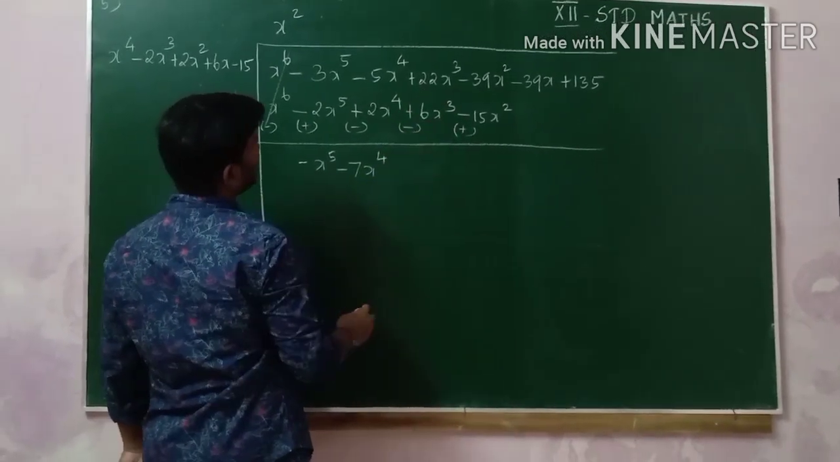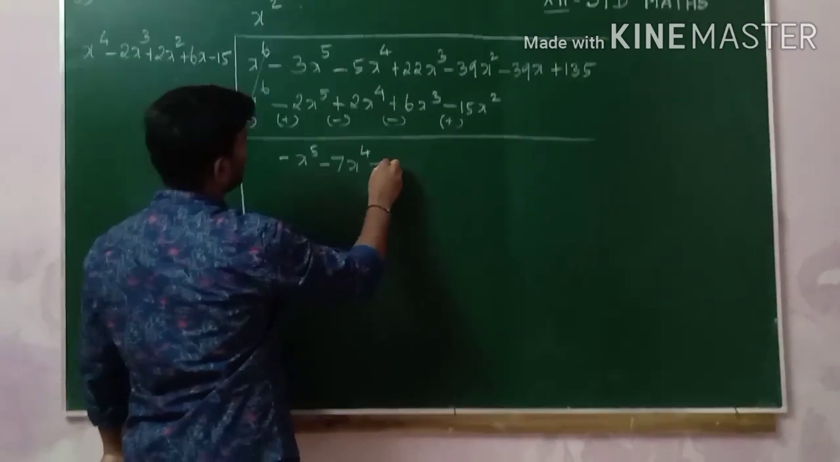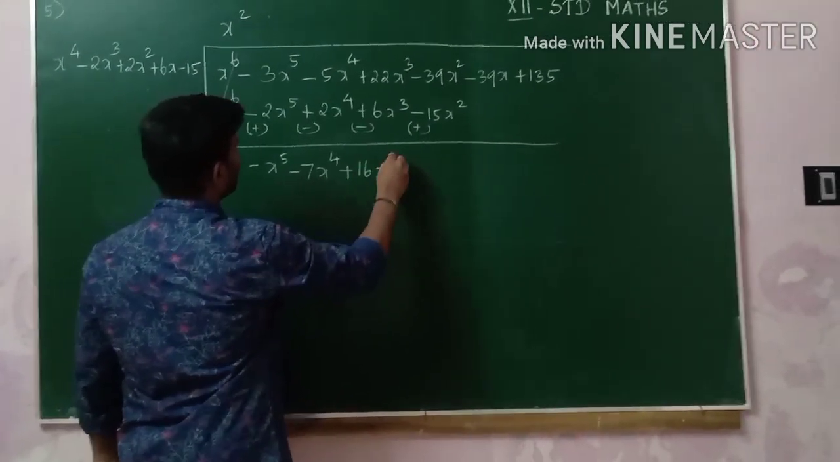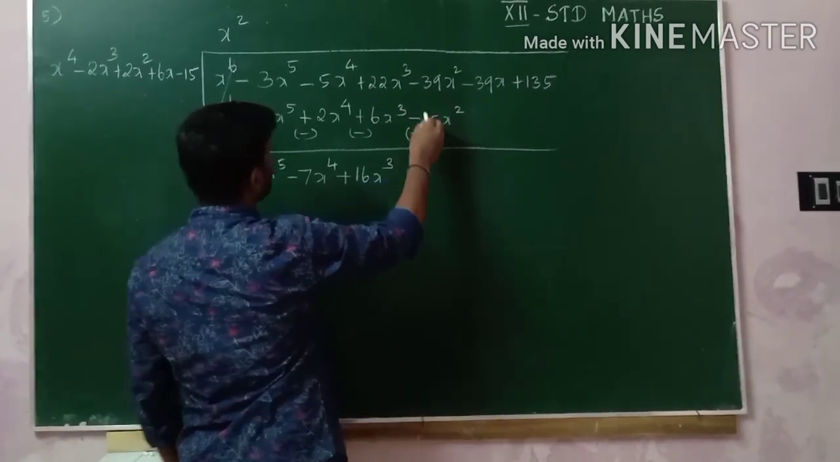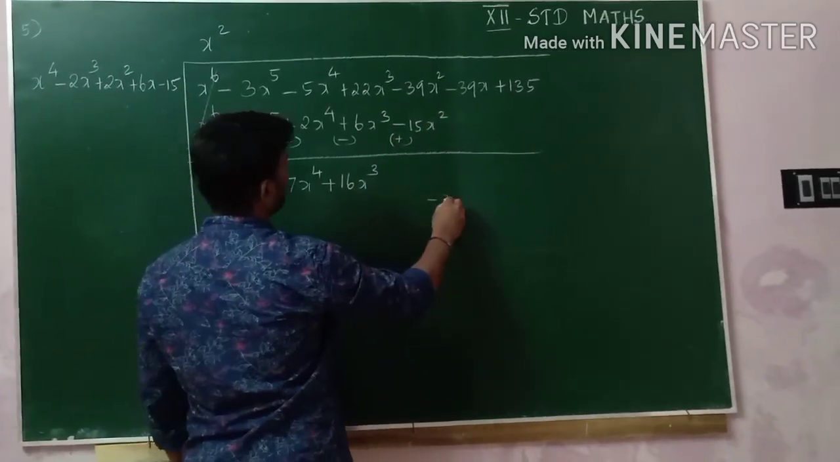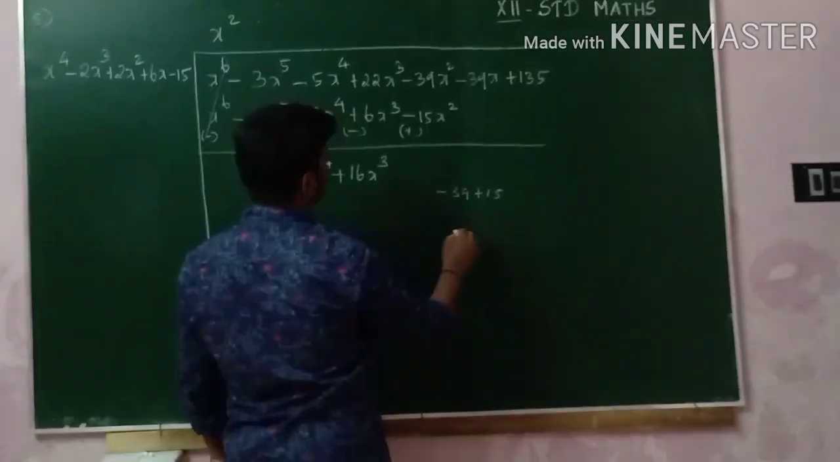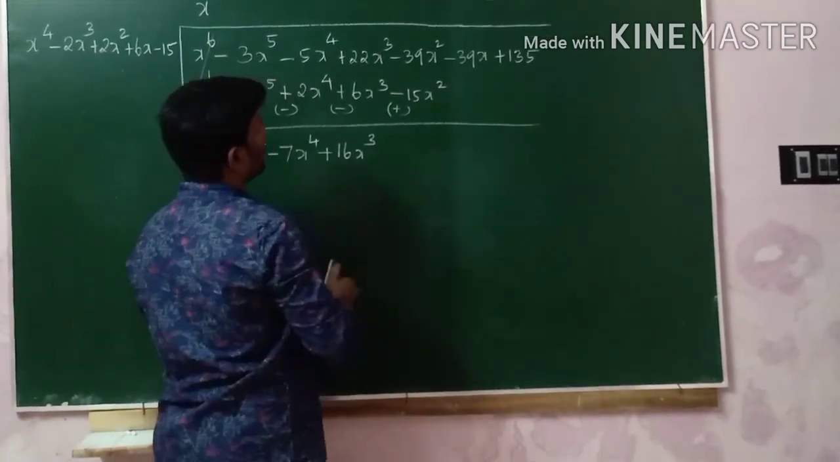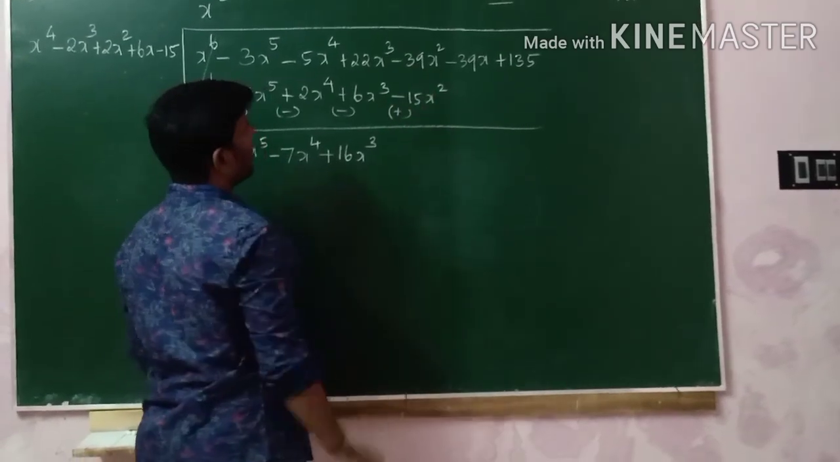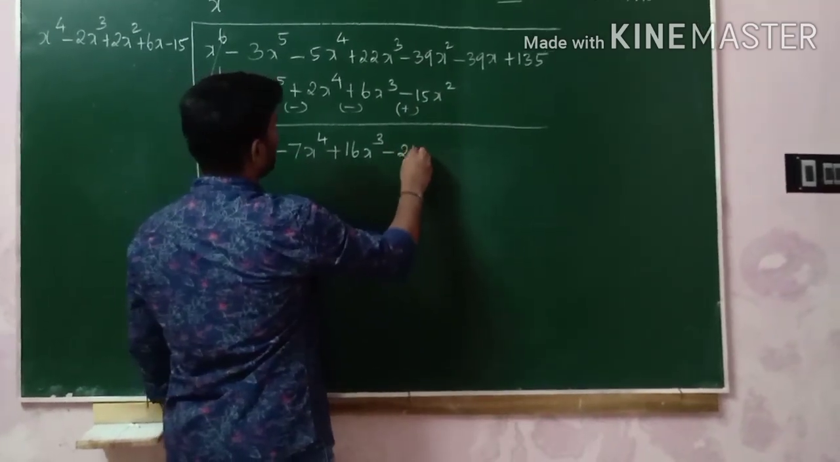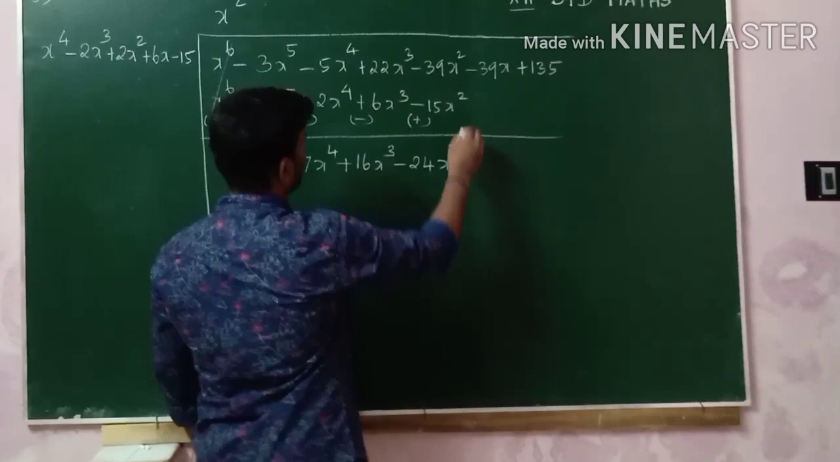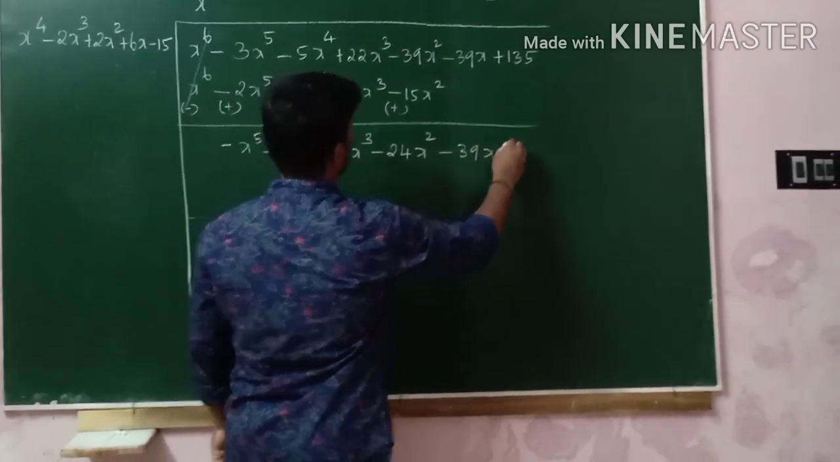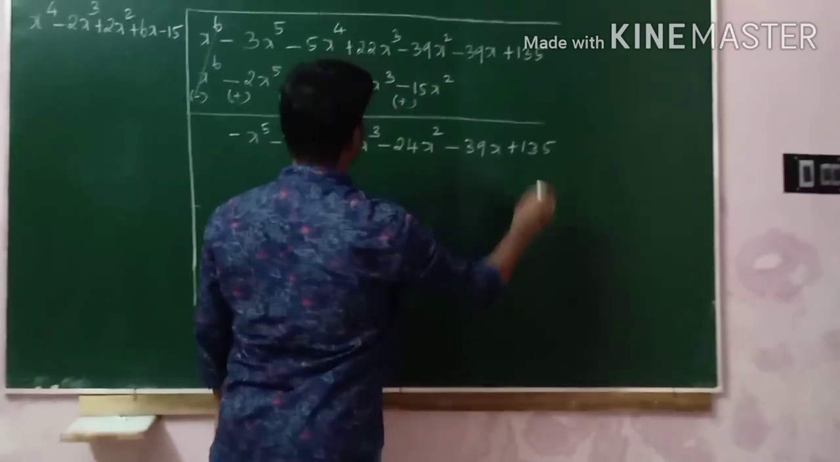22x cube minus 6x cube, so it is 16x cube. Then minus 39 plus 15, so 39 minus 15 is 24. So minus 39x square plus 15x square is minus 24x square. Take the next two terms, minus 39x plus 135.